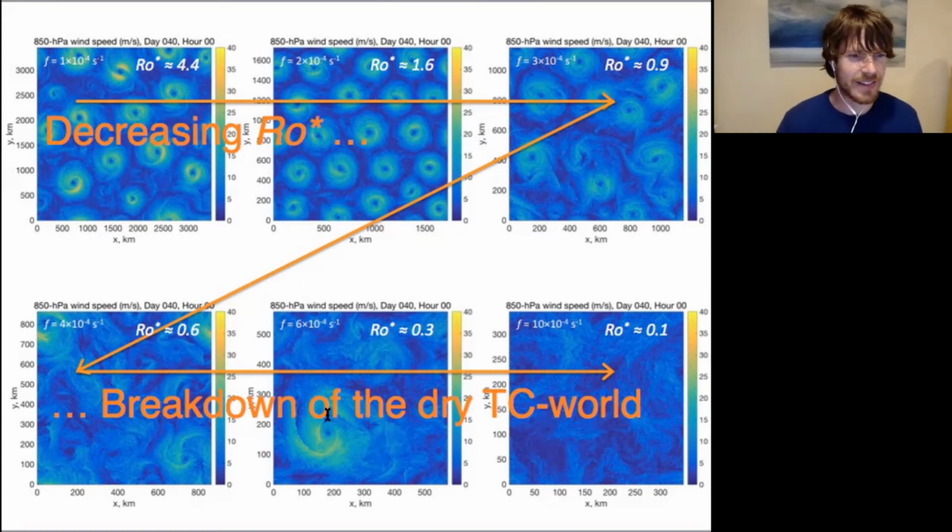So ongoing work consists of going into whether moist storms are also susceptible to breaking down in a similar way as we increase the rotation rate, or if not, why moisture prevents this from happening.